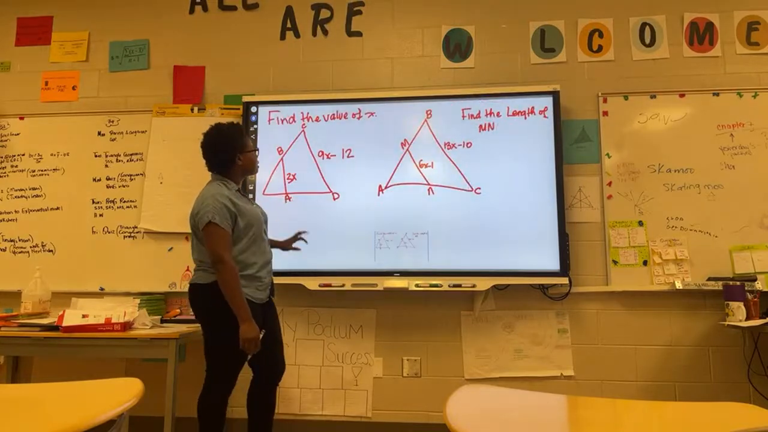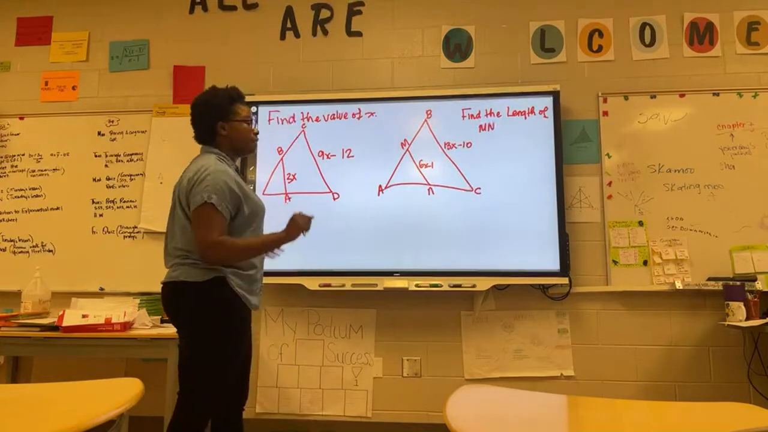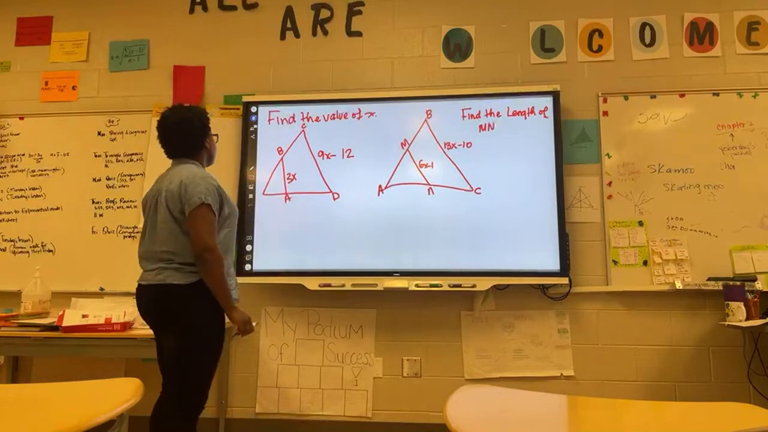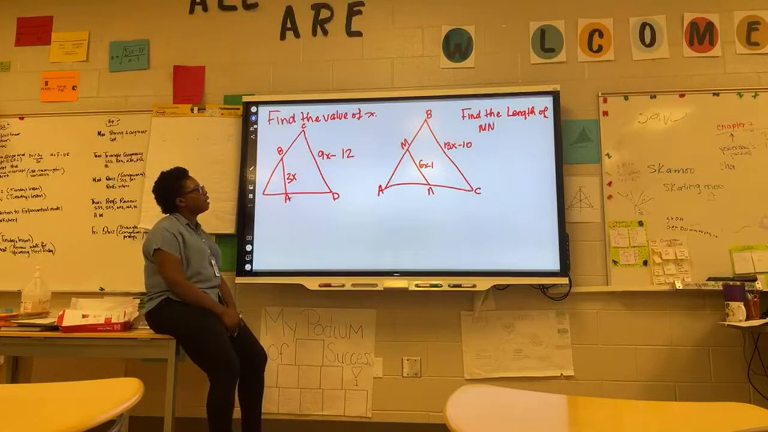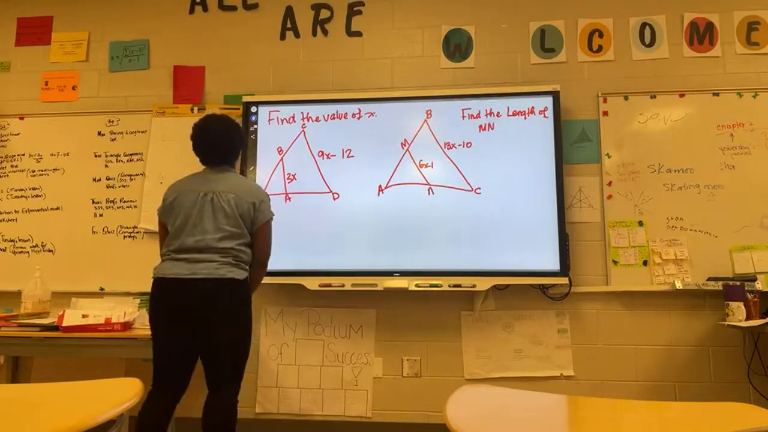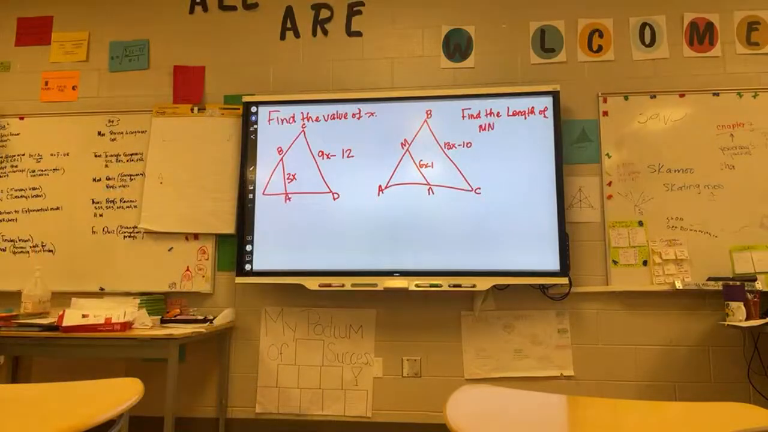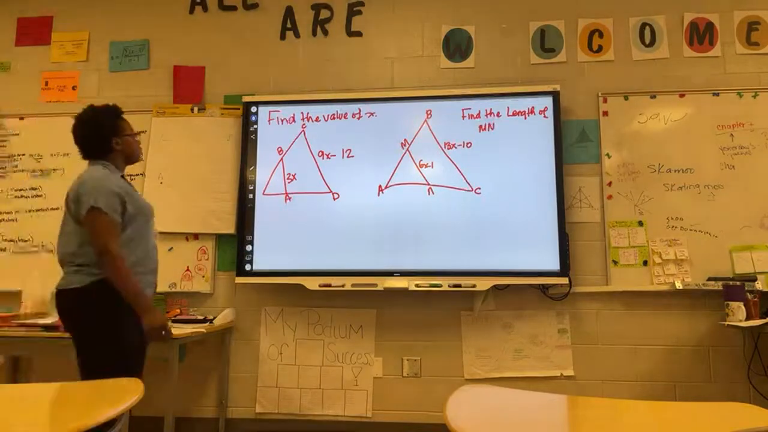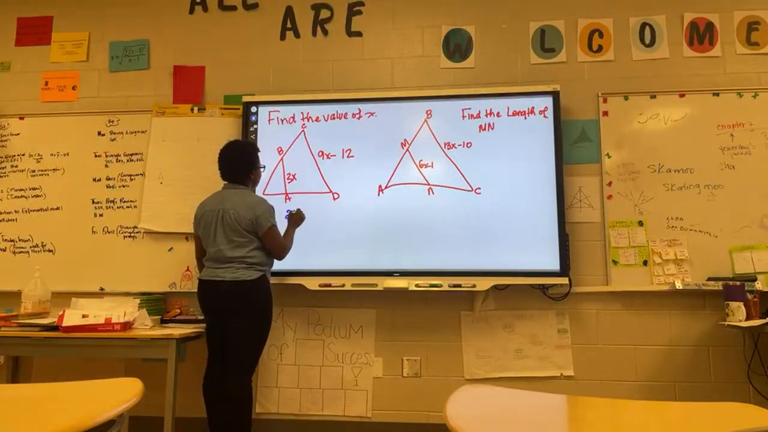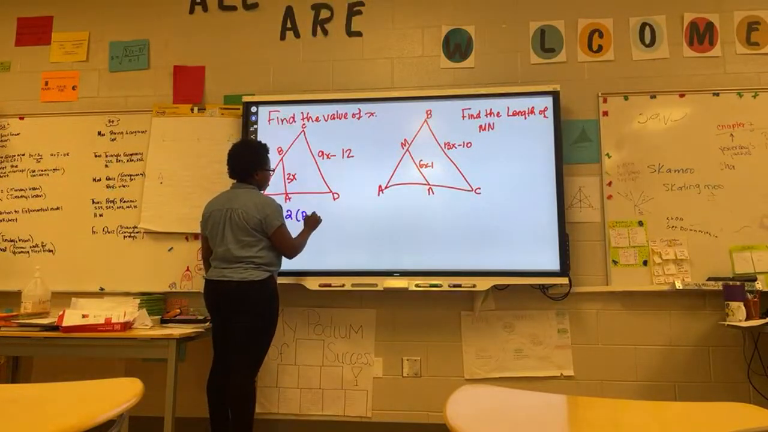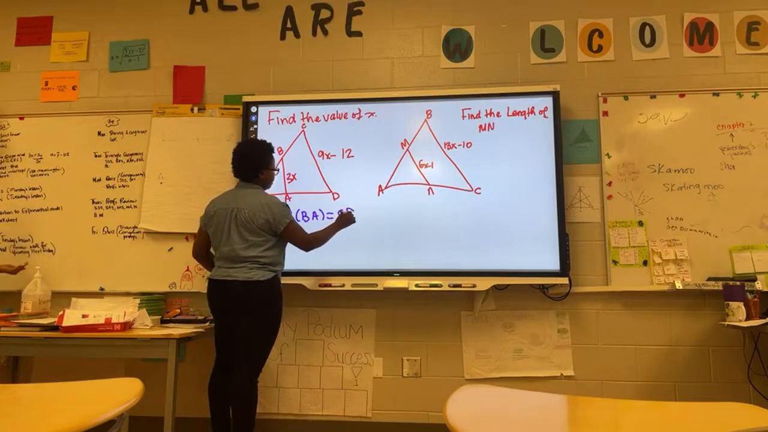Alright, so if you're asked to find the value of x with the same concept in mind, for this one, you need to remember which two sides are parallel and the theorem behind it. So BA is equal to 3x and CD is equal to 9x minus 12. So we know that 2 of BA is equal to CD, right?